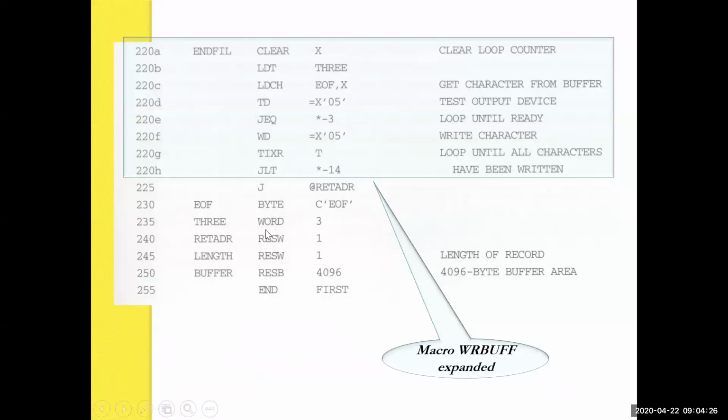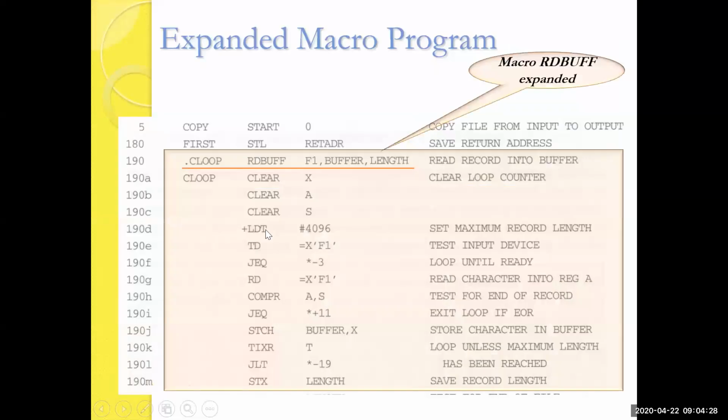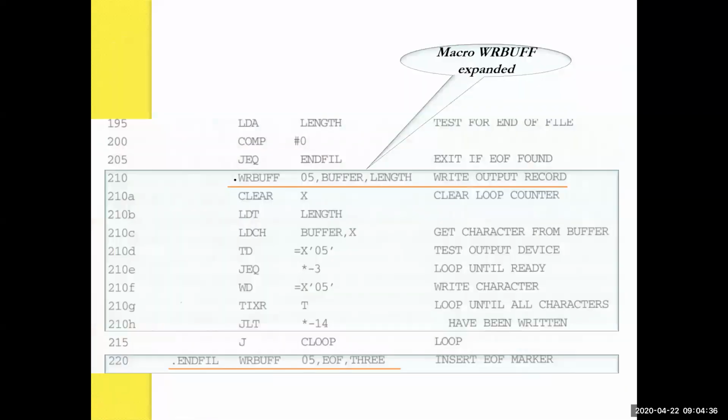I suggest that you go through the source program and generate the object program by hand to understand how the macro expansion takes place for this particular program. This is the same example that was discussed in the textbook. If you have any queries, you can get back through Canvas.